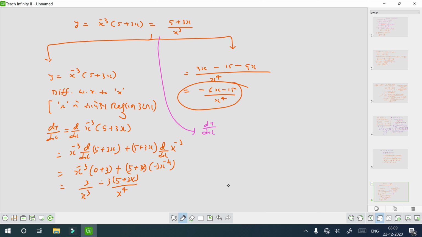dy by dx is equal to d by dx of 5 plus 3x upon x cube. Denominator quantity whole square, denominator quantity as it is, derivative of numerator minus numerator as it is, derivative of denominator quantity. Division rule.